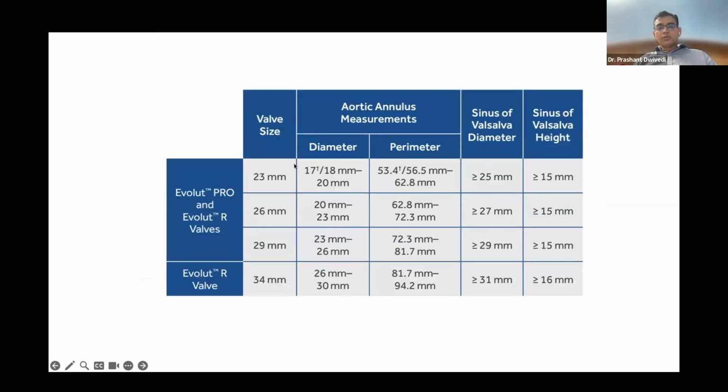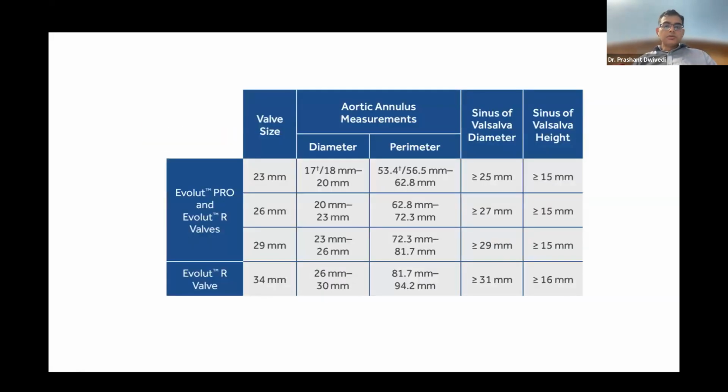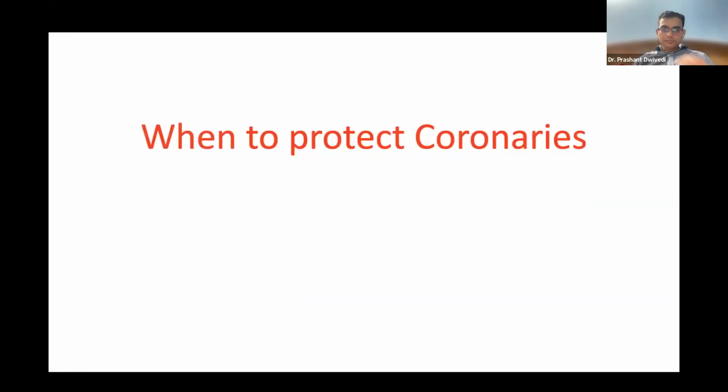These are certain predetermined factors which need to be assessed. For example, if we are going with a 23 millimeter valve, we need at least a 25 millimeter sinus of Valsalva diameter, while if we are going with a 34 millimeter valve, we need at least 31 millimeter of sinus of Valsalva diameter for the valve deployment. Similarly, for the sinus height, if we are going with a 23, 26 or 29 millimeter Evolut valve, we need at least 15 millimeter height of the sinus of Valsalva. But if we are going with a 34 millimeter valve, we need at least 16 millimeter height for the sinus of Valsalva.